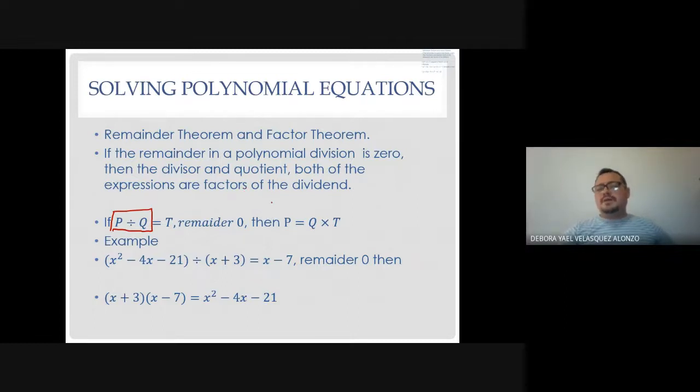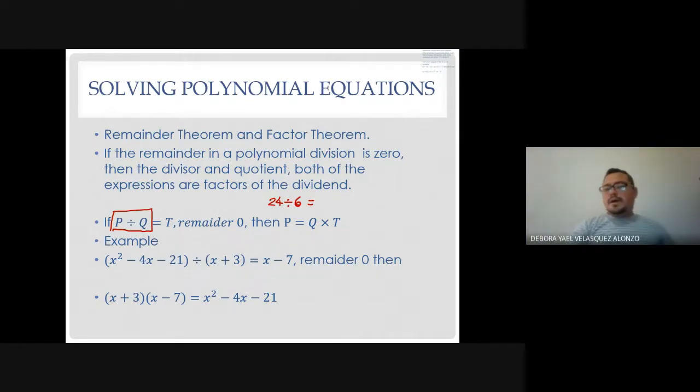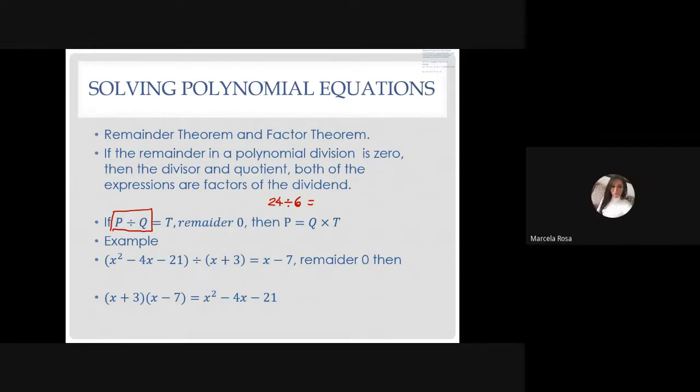What happens when you divide two numbers and the remainder is 0? For example, what if you have 24 divided by 6? What will be the result? 4. And what does that 4 mean? That you have 4 equal parts.